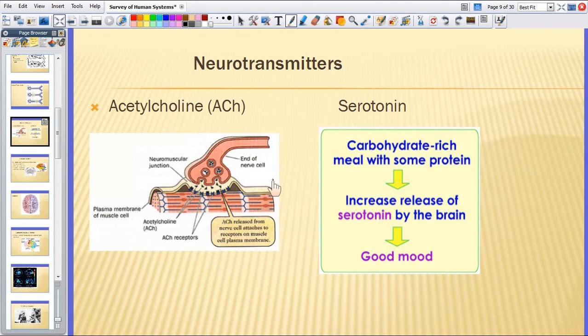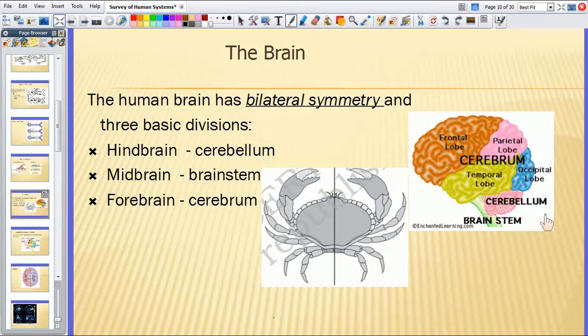If found in the brain, it regulates sleep, appetite, and mood. It's popularly believed that it is a contributor to our feelings of well-being and happiness. The last part of the nervous system that I'm going to cover is the brain.